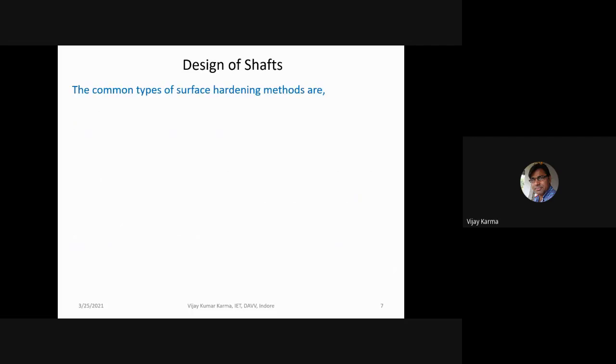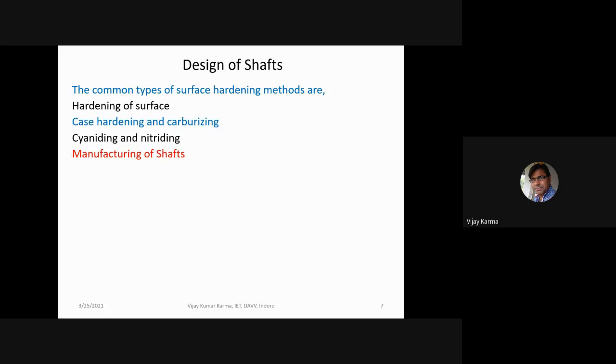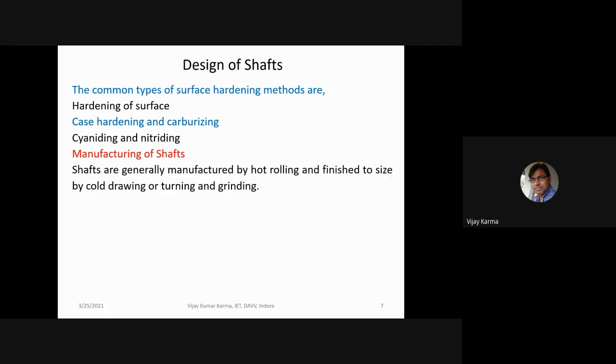And there are some common types of hardening methods which are used for the shaft. For hardening of surface, case hardening, carburizing process is there, cyaniding and nitriding. Manufacturing of shafts: they are manufactured by hot rolling and finished to size by cold drawing or turning and grinding. So there are various manufacturing methods of shafts, how they are manufactured. You will be aware of the various manufacturing processes.